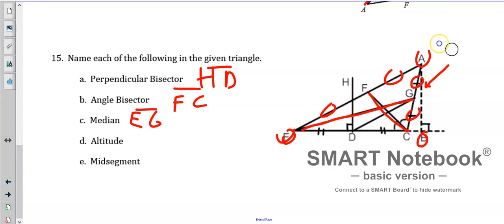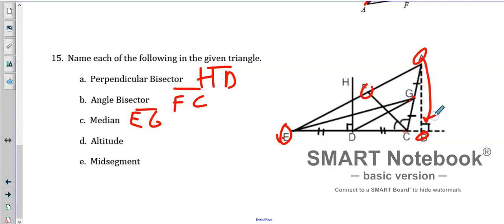Altitude. An altitude goes from an angle, a vertex, to the opposite side at a right angle. Well, from E to here is not a right angle. From C to here is not marked as a right angle. Even though it's outside the triangle, AB is forming a right angle.